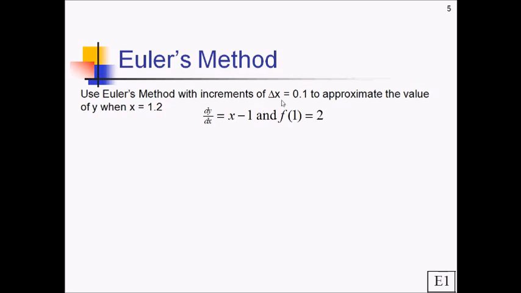Since I'm trying to go from x equals 1 to 1.2, going by steps of 0.1, that means I have to first find f of 1.1. So our first step is to approximate f of 1.1. And then once we have a value there, we're going to use that value plus the derivative at 1.1 to approximate f of 1.2. So two approximations.